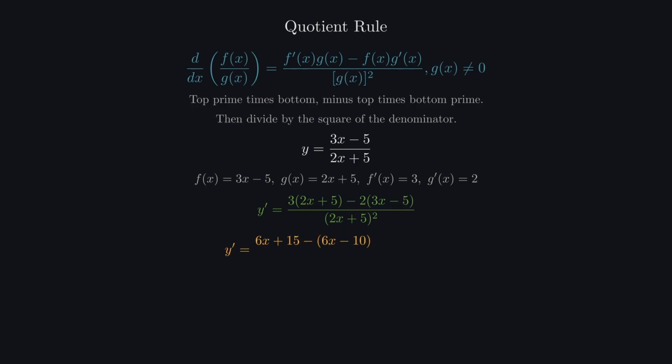Now simplify the numerator. 3 times 2x plus 5 equals 6x plus 15, and 3x minus 5 multiplied by 2 equals 6x minus 10. So the numerator becomes 6x plus 15 minus bracket 6x minus 10, or 6x plus 15 minus 6x plus 10, all equals 25. Therefore, y prime equals 25 divided by 2x plus 5 squared. This is a neat example showing how the quotient rule combines the derivative of the numerator and denominator.